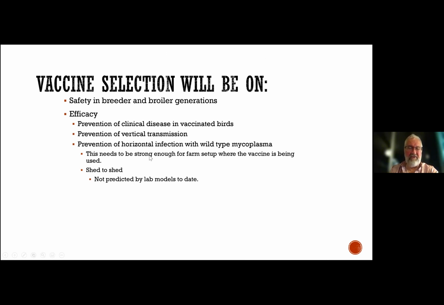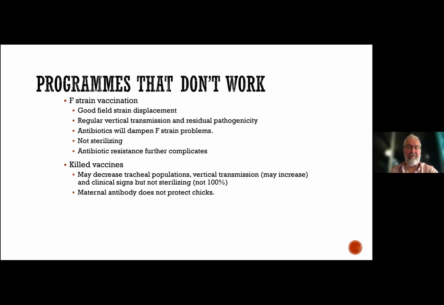And what we actually need probably is only enough strength from these vaccines to prevent shed transmission and not pen to pen or beak to beak transmission, which probably requires even stronger vaccines. F strain is no good in broilers. They don't use it in the USA at all in breeders because it spreads from the vaccinated flocks, and also you get regular vertical transmission.